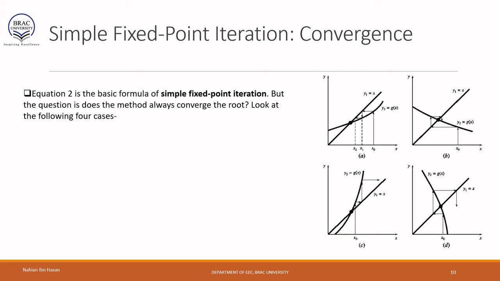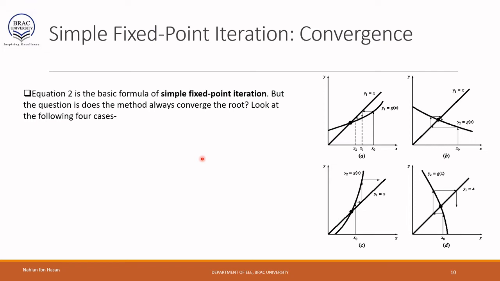Look at this. In the first figure, there are four figures, and there are four separate functions, and as we have already seen in the simple fixed point iteration, we rewrite the function in the form x equal to g of x.